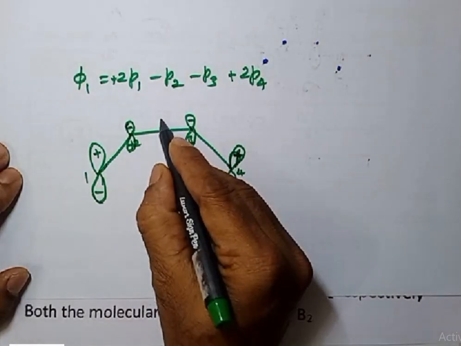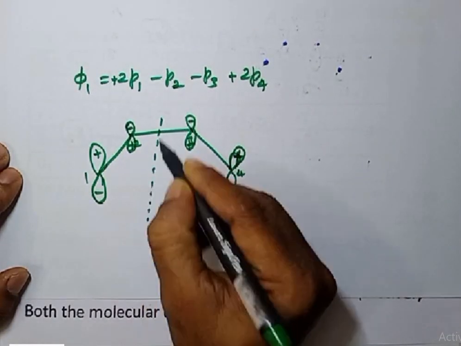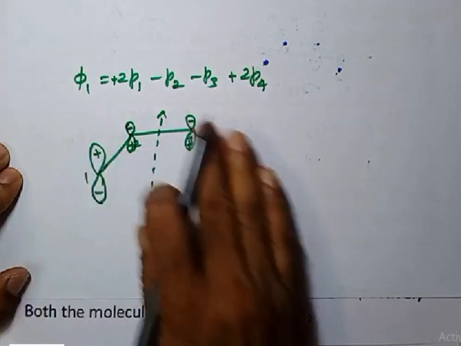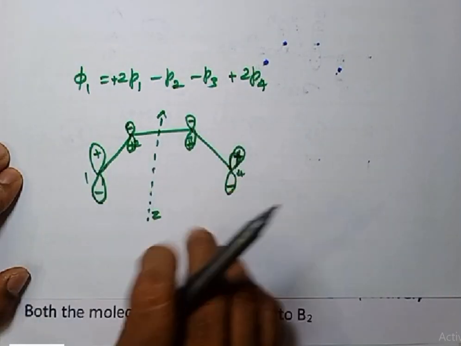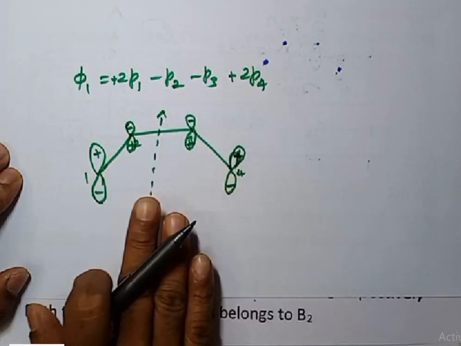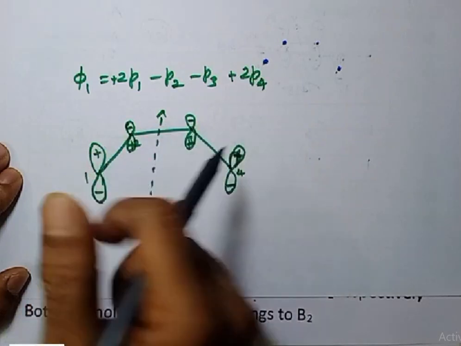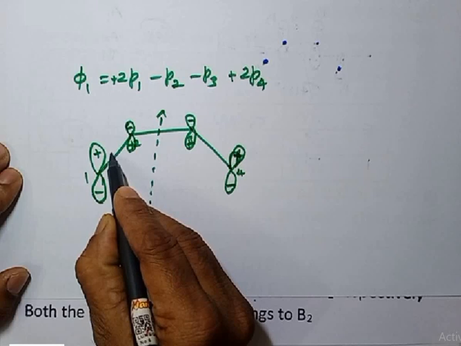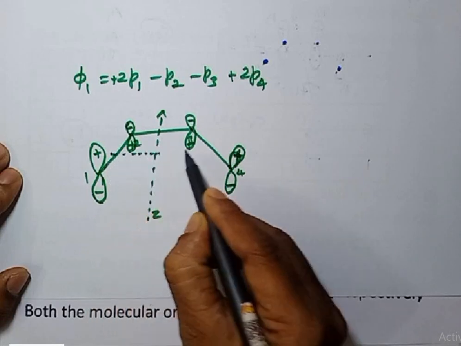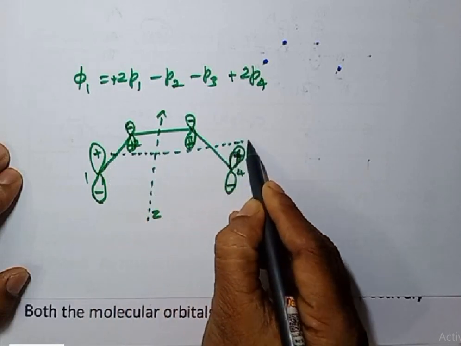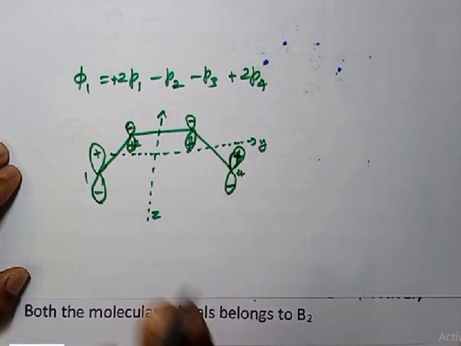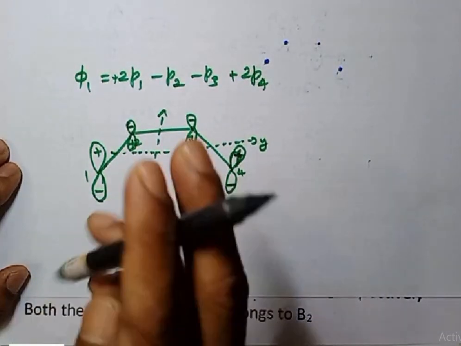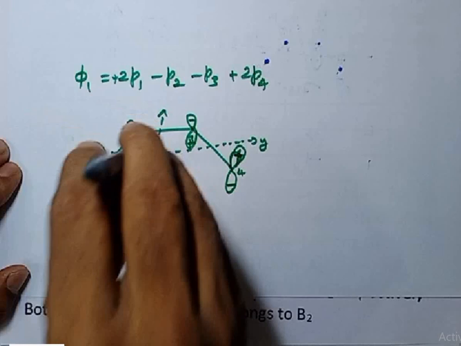As I told before, this is the z-axis, which is in the plane of the molecule. Listen, all the carbon atoms are in the plane, but the p orbitals are perpendicular to the plane. Keep that in mind. This is the z-axis. And where is the y-axis? The y-axis is also in the molecular plane. This is y. So y and z are in the molecular plane. The x-axis is perpendicular to the plane.